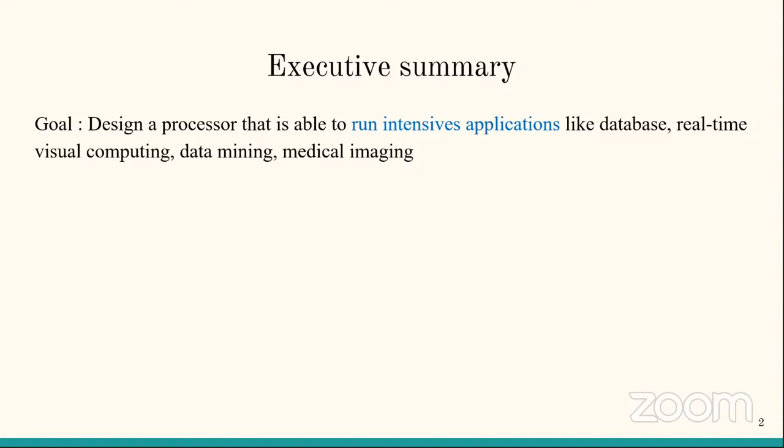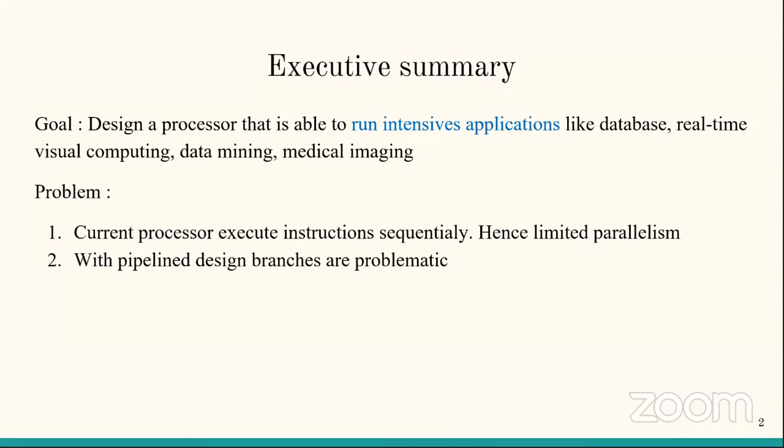This is the general goal, but the problem at the time was that the current processors execute instructions sequentially. So basically you take one instruction, you fetch it, you execute it, you do all the stuff, and when you're done, you fetch the second one, and so on. But there is a problem with limited parallelism. And with pipelined processors also, branches are problematic because you don't know if the branch is taken or not. So you cannot fetch, basically, and the only solution that you have is to predict it.